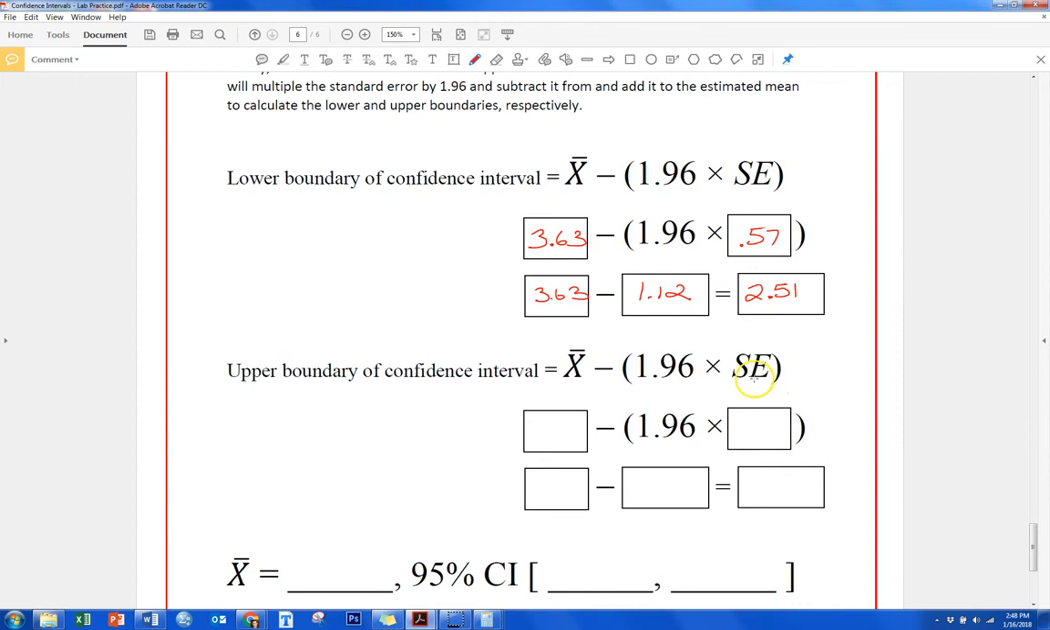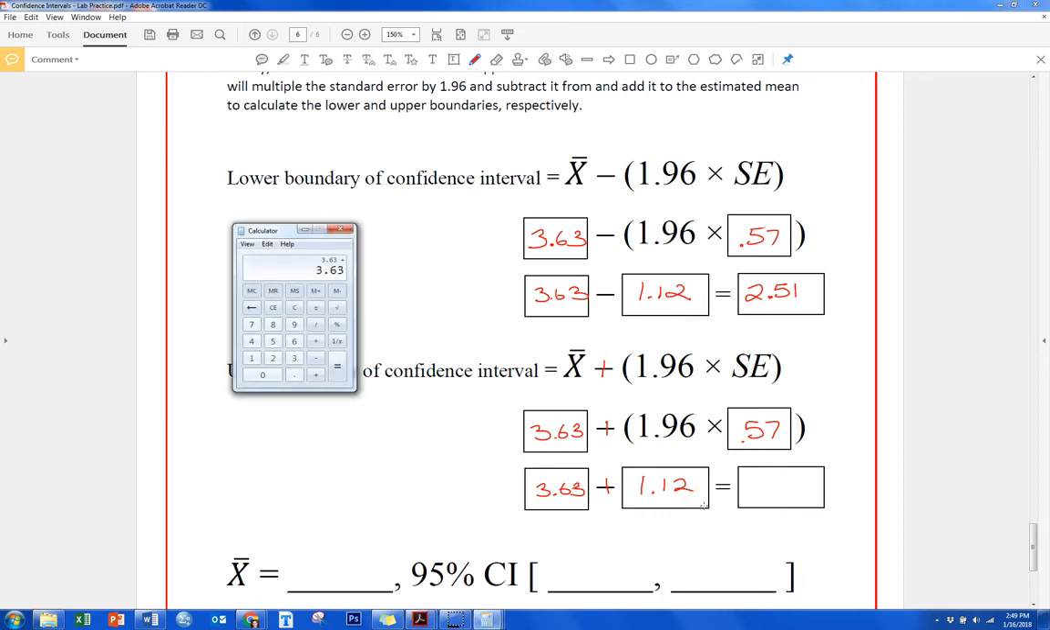Now what about the upper boundary? Here, these should be pluses. We'll make sure we get that fixed for your template. There we go. So the mean is, of course, the same, 3.63 for our robust estimate. Then 1.96 times the standard error. The standard error is the same, 0.57. This will be the same as well, 1.12. So the only difference here is that we're subtracting, and here we're adding. So this is the lower bound, this is the upper bound. 3.63 plus 1.12 is 4.75.